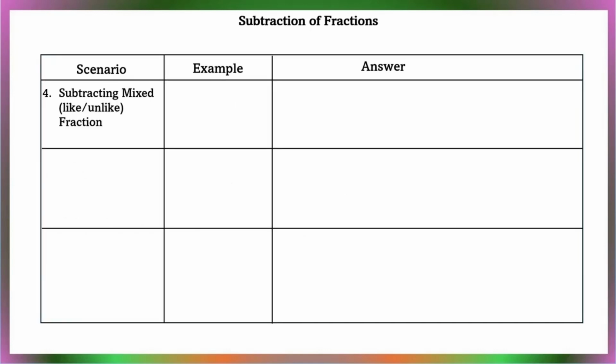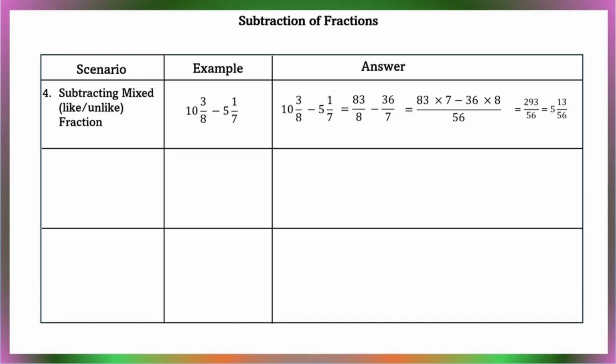Scenario 4. Subtracting mixed, unlike or like fractions. In this case, first convert the mixed fractions into improper fractions. Then, find the LCM of the denominators to make the fraction have a common denominator. After that, subtract the fractions and simplify the answer if needed.